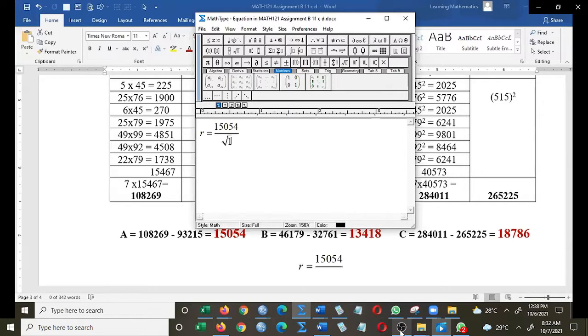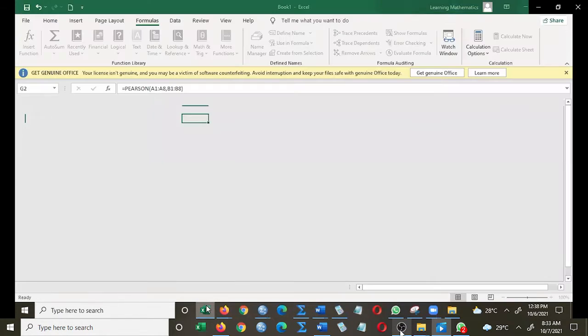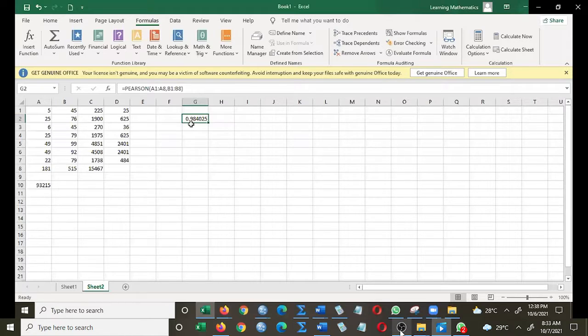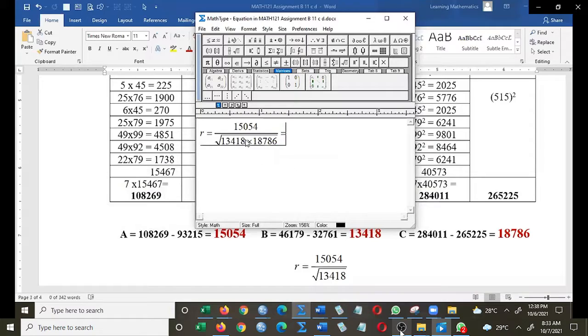Noted. 13,418 times 18,786. Don't forget, for the answer we must get, according to Excel, 0.984, because the computer programmers have programmed Excel with that formula already, 0.984. So we can trust Excel.